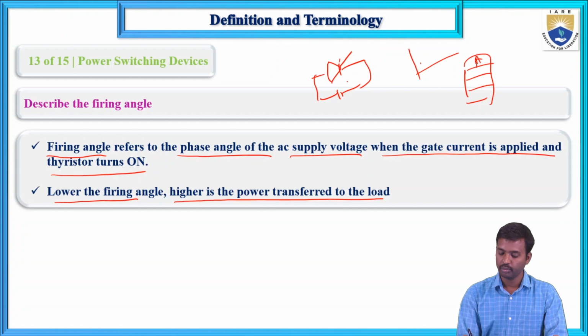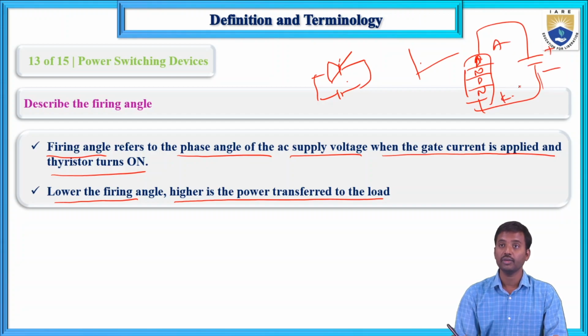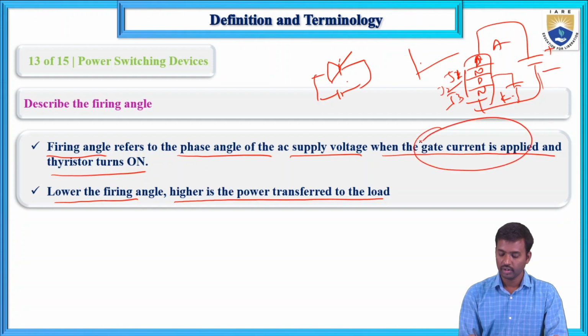If you apply positive terminal connected to the anode and negative terminal connected to the cathode, it will not turn on. J1 and J3 are in forward bias, and J2 is in reverse bias. So when you give the gate pulse, it will turn on. Such a delay time is known as the firing angle.